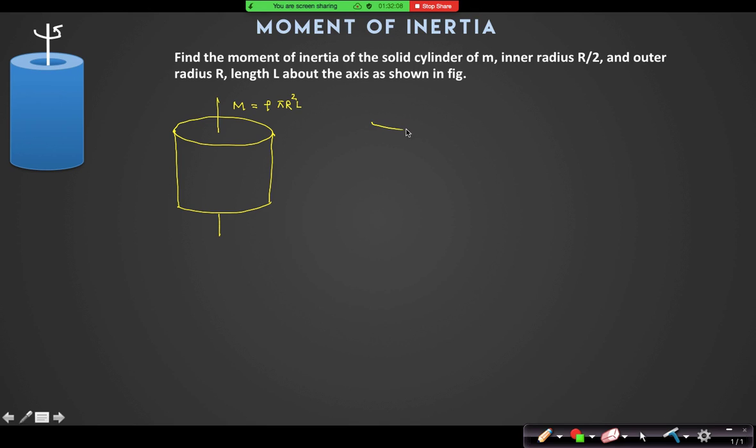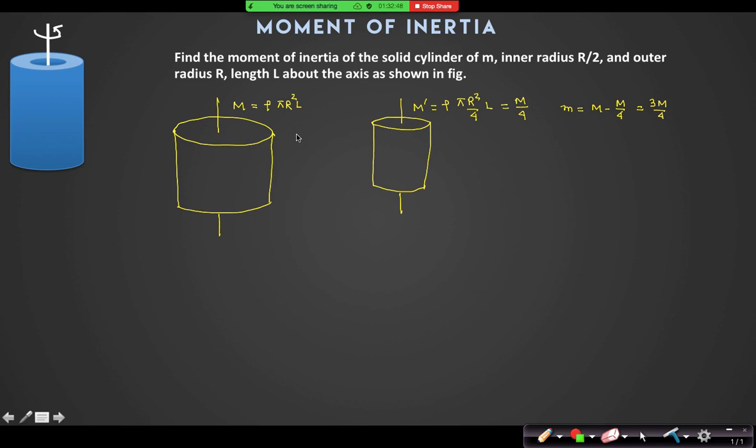And if I have a similar cylinder of radius r by 2, then its mass is m by 4. So what is the answer? 5 by 8 mr square. Yes, we can calculate for a disk and then apply the stretch rule. So the mass m that is given in your question is m minus m by 4, right? It is 3m by 4.